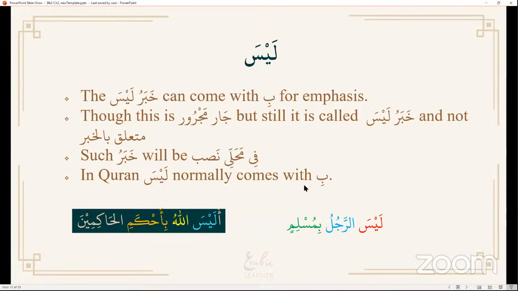So Laysa can have khabar as mansoob. Laysa can have khabar as jar majrur with Ba only. That will be khabaru Laysa, but that will be fi mahalli nasbin. Okay.